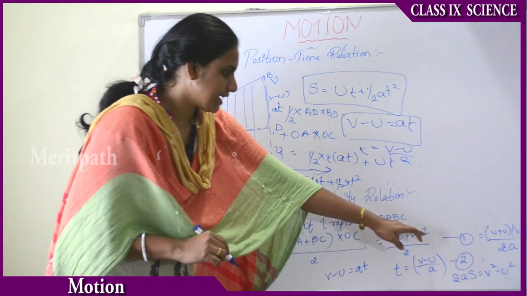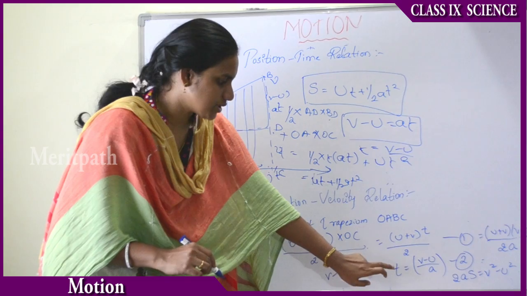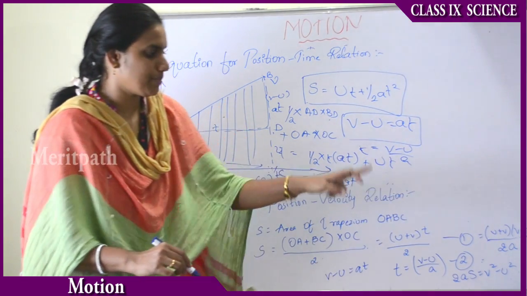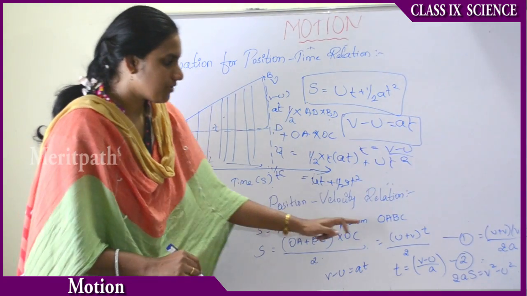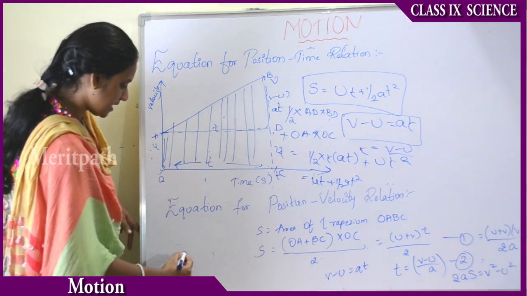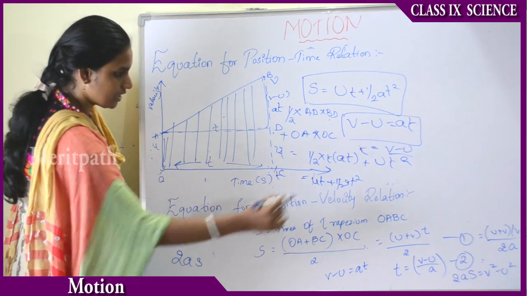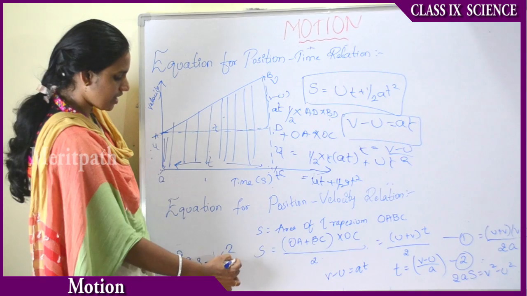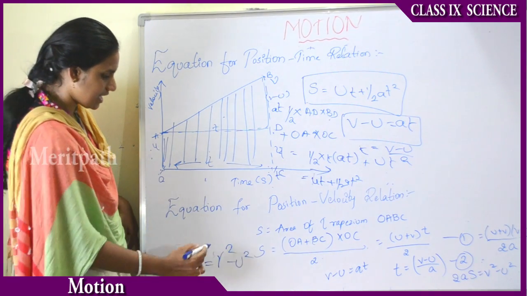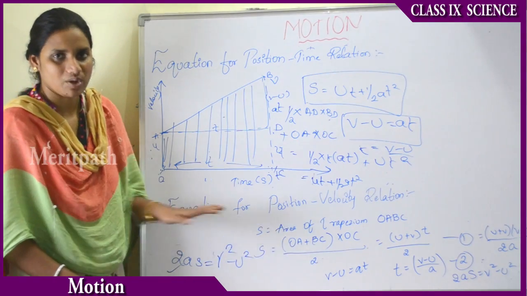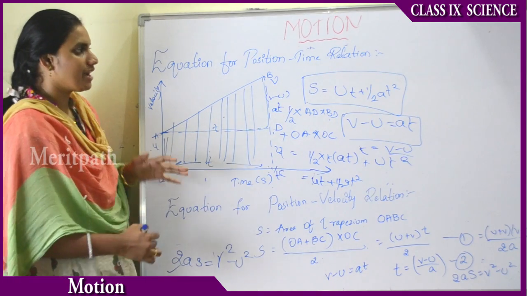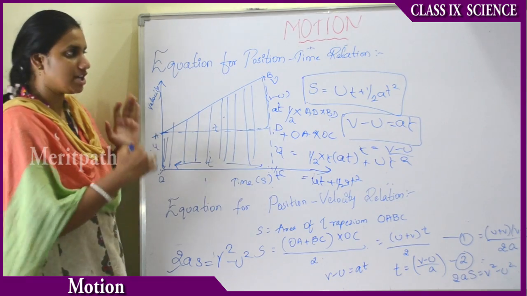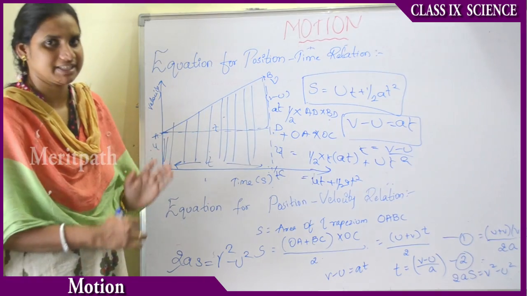Therefore we are substituting the first equation into the second, and we will be getting S equals U plus V into V minus U by 2A, that is 2AS. The denominator is sent to the left side, therefore 2AS equals V square minus U square. This is the third relation, that is between the position and velocity. By this we have derived these three relations, and let us see one problem in order to understand briefly the relations between the position, time and velocity.